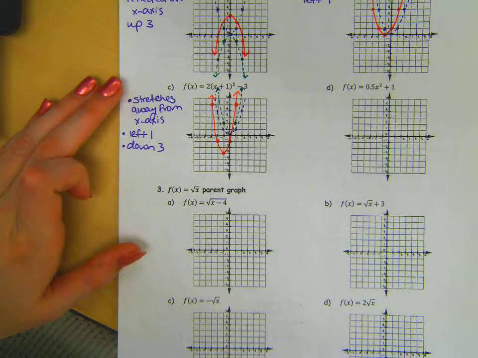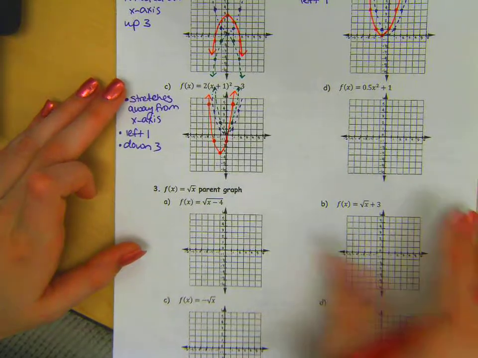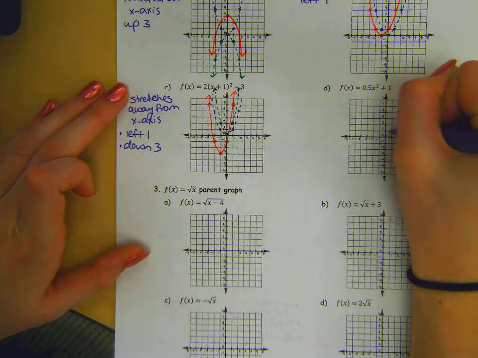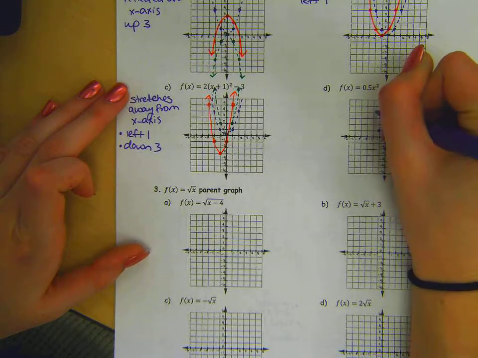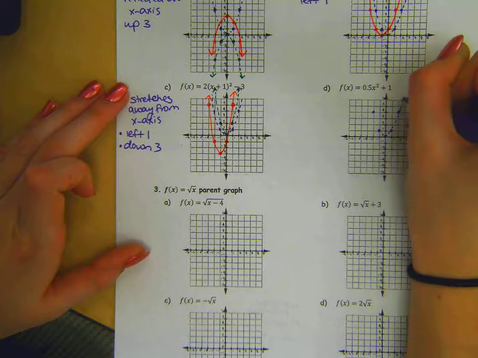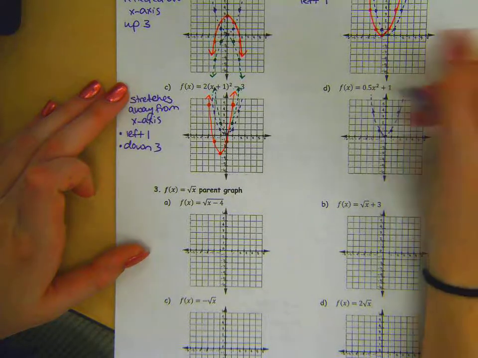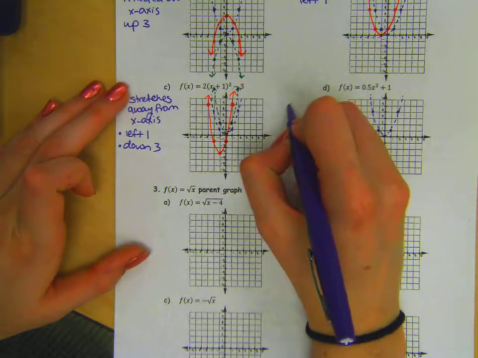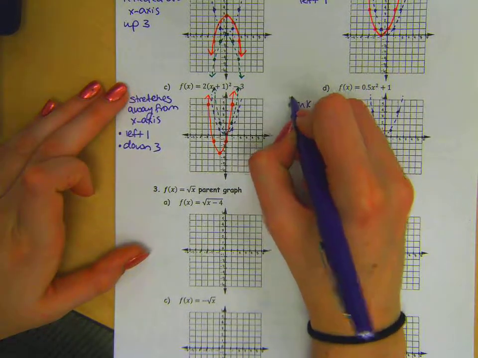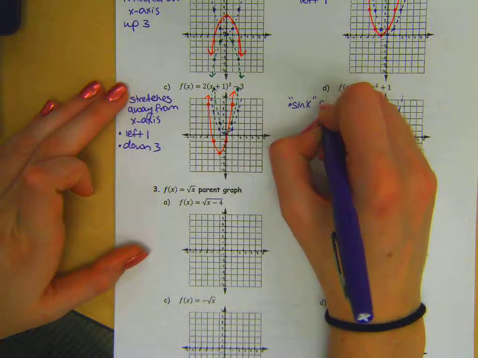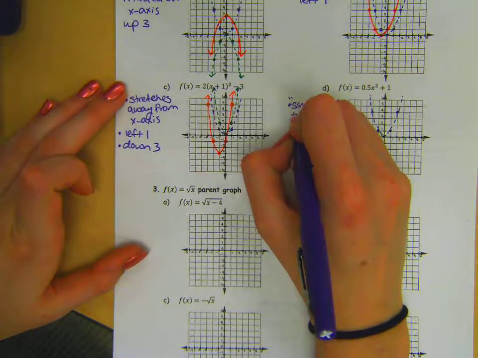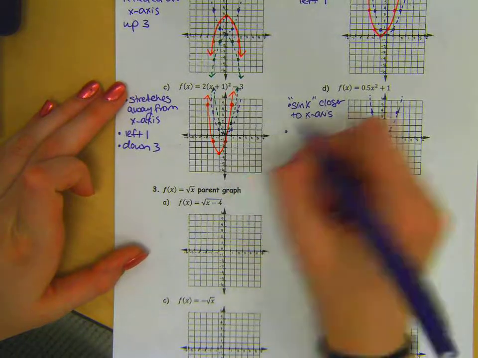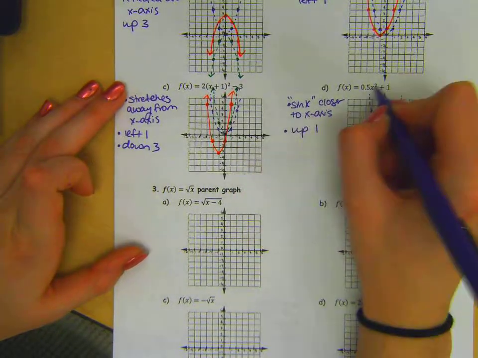Okay. Last one for the quadratic parent graph. You can start out by just sketching that in really fast, remembering our key points. We have another dilation, but now it's 0.5, so we're going to sink closer to the x-axis, and we're going to move up 1. That plus 1 means an up 1.